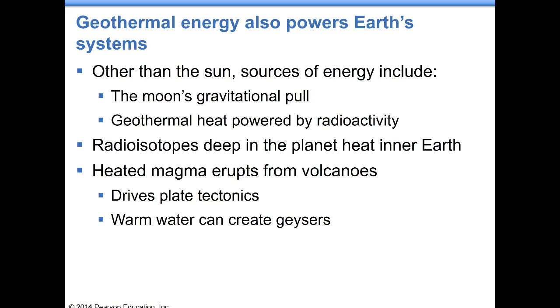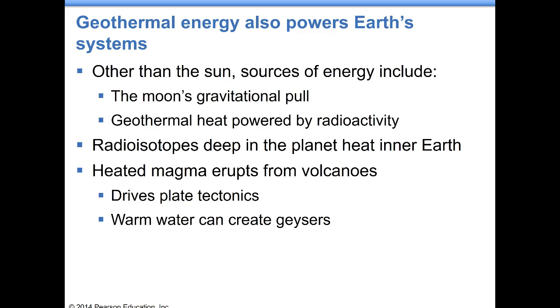All right. We have another kind of energy that we haven't discussed, and this is geothermal energy, and this also is responsible for providing energy to Earth systems. So other than the sun, we have energy that comes from the Earth's gravitational pull, and geothermal heat, which is the heat that we get under the ground that's powered by radioactivity that happens below the Earth's surface. So we've got radioactive isotopes that are deep within the planet. They're going to help heat the inner Earth.